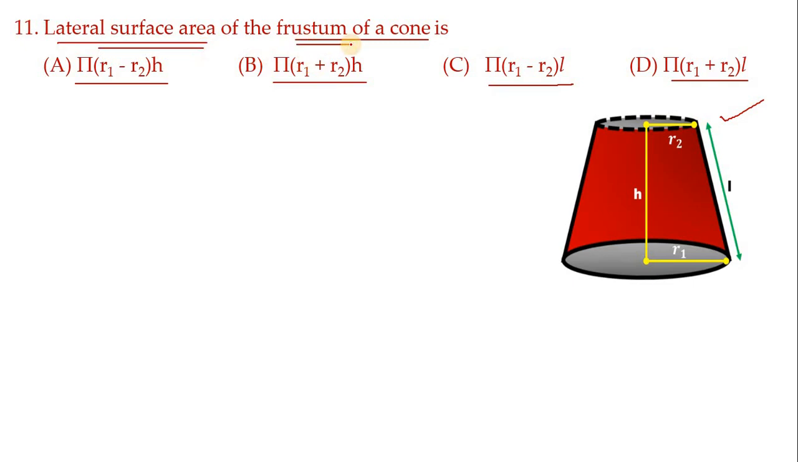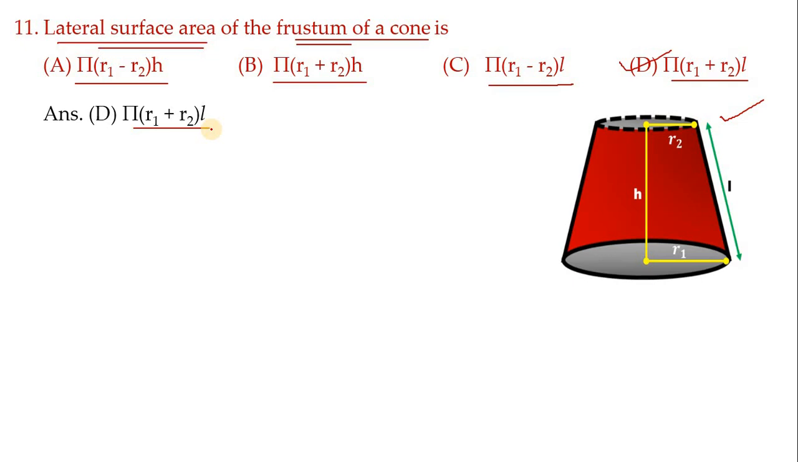Lateral surface area is also called curved surface area. To make you confused, sometimes they mention it as lateral surface area and sometimes as curved surface area. Actually the frustum of cone will be having CSA. Here they have asked for lateral surface area, hence you should not confuse. So the correct option is option D, that is pi into r1 plus r2 into l.